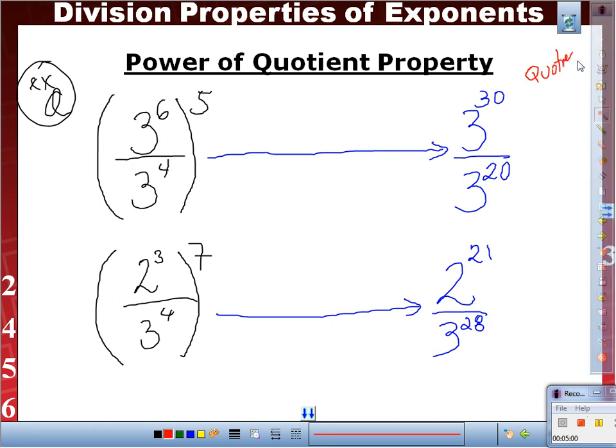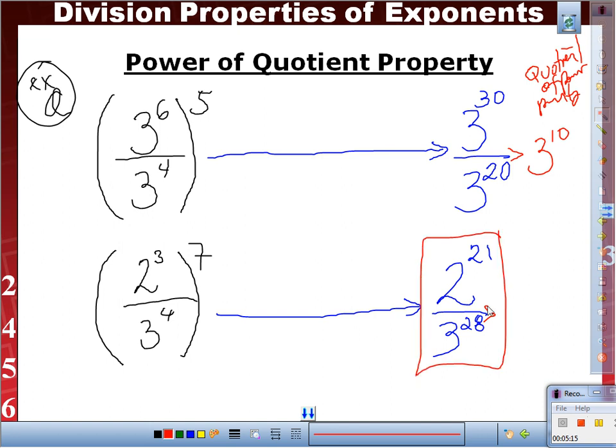Quotient of power property. So let's see, that gives me what, everyone? 3 to the 10th. Can I simplify this anymore? No, that stays the same because they're not the same base. All right, copy that, please. Underneath that, I want you to write an asterisk, a heart, and then we'll come up with a definition. Copy that.